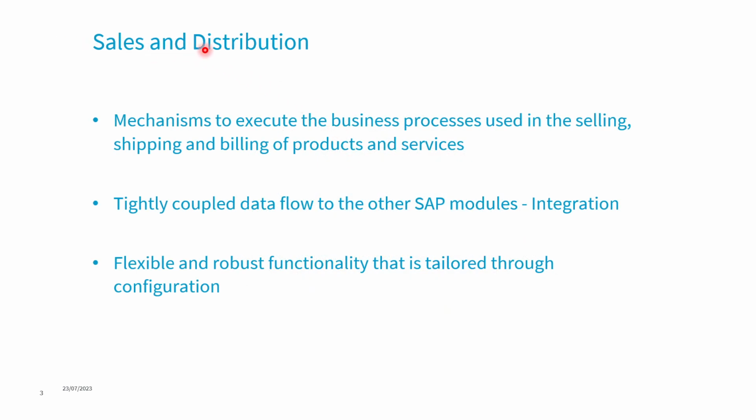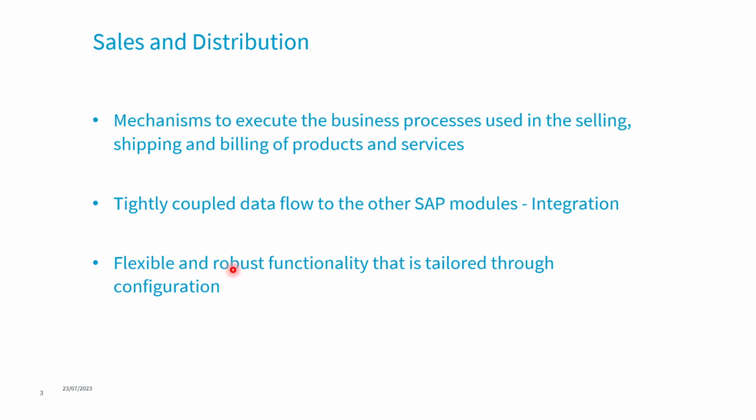We can say sales and distribution, as a definition, is anything which you sell, ship, bill and service. So the end-to-end solution to it is called sales and distribution. As a definition, we can simply read: the mechanism to execute the business process used in selling, shipping, billing of products and services is called sales and distribution. It is tightly coupled data flow to the other SAP modules. As we have seen in the previous screen, there are different modules like production planning, quality management, finance, controlling. All those are tightly integrated to give you the complete end-to-end business process flow. So it is tightly coupled with all the other modules.